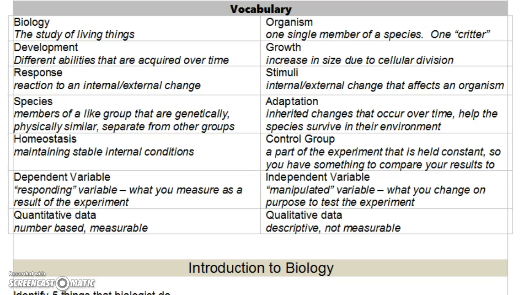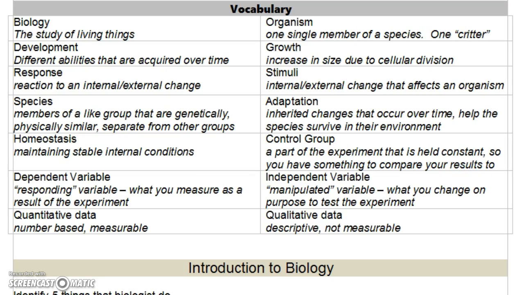A control group is a part of the experiment that is constant. You have something to compare your results to. So for example, in our minnow lab, that would be when we had the minnows at room temperature. That was just what they were doing normally. That's how they had been all day. And then we compared cold water to hot water based on the control group. So we saw that they breathed less in cold water and more in hot water.